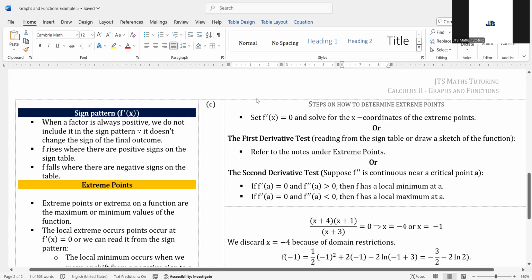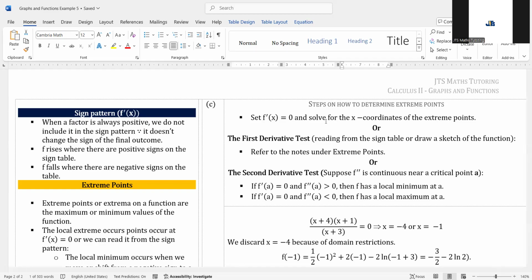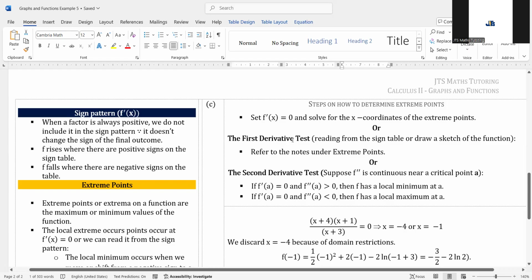Okay, beautiful. But for us to get our extreme points, we can set the first derivative of f of x equal to 0, and then solve for x. Then we'll get the x coordinate. Then we plug that x coordinate into the original function, not into the first derivative of f of x. Take note of that, right? Or we can go with our first derivative test. We can read from the sign table, or we can draw a sketch of the function.